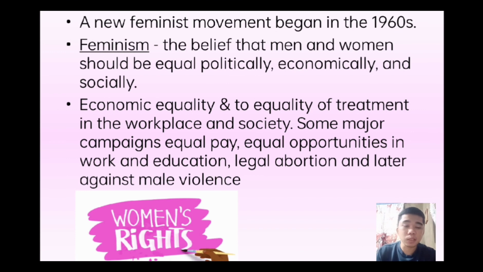So a feminist is a person who supports or engages in feminism, and that is the belief that men and women should have equal rights and opportunities. So the feminist movement began in the 1960s, pushing for equality of treatment in the workplace and society, and also against male violence.